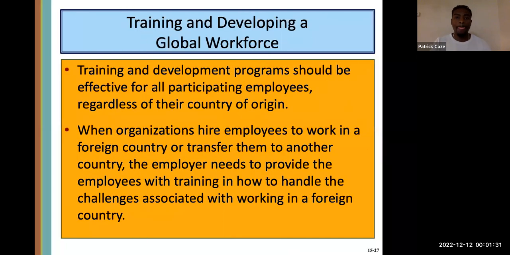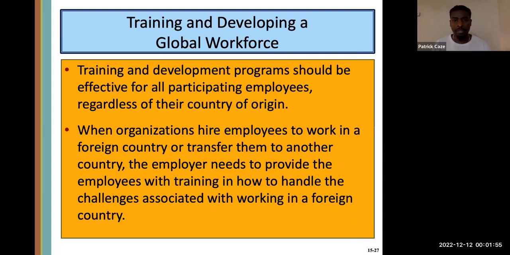Okay. So training and development programs should be effective for all participating employees, regardless of their country of origin. When organizations hire employees to work in a foreign country or transfer them to another country, the employer needs to provide the employees with training on how to handle challenges associated with working in a foreign country. And so this is all true. Always want training and development, but there's some instances where we don't necessarily get training and development.